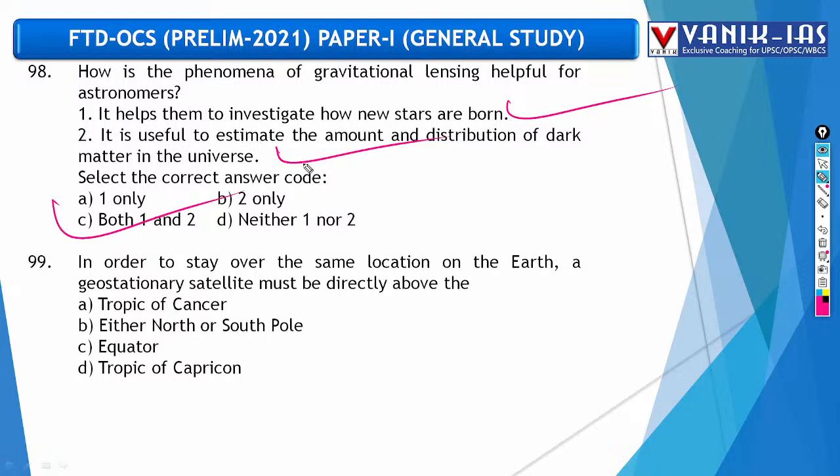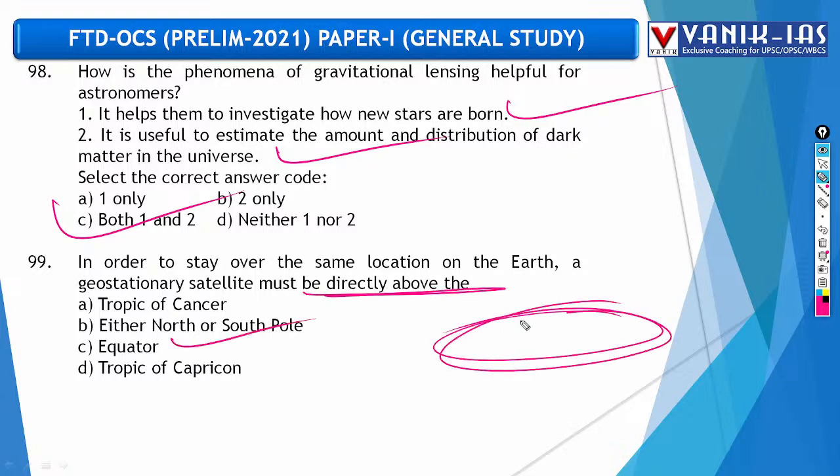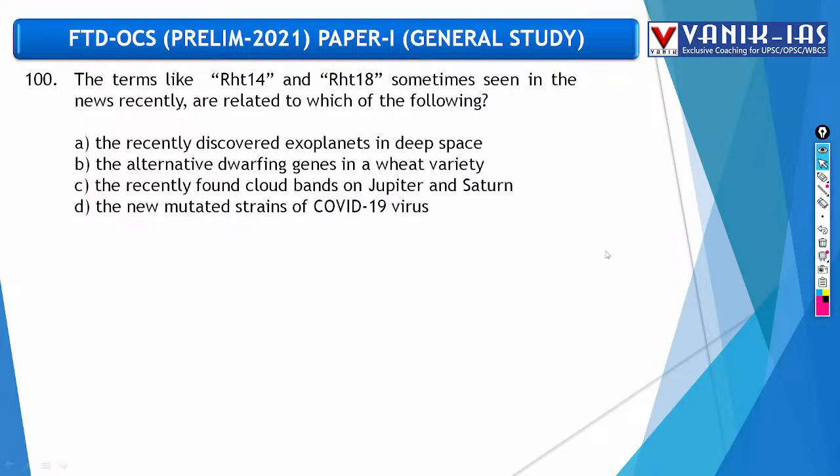In order to stay over the same location of Earth, a geostationary satellite must be directly above the equator, in the equatorial plane. It is kept at a distance of 35,792 km. A geostationary satellite is a special type of geosynchronous satellite. Right? GSLV Mk3 is used for geosynchronous.